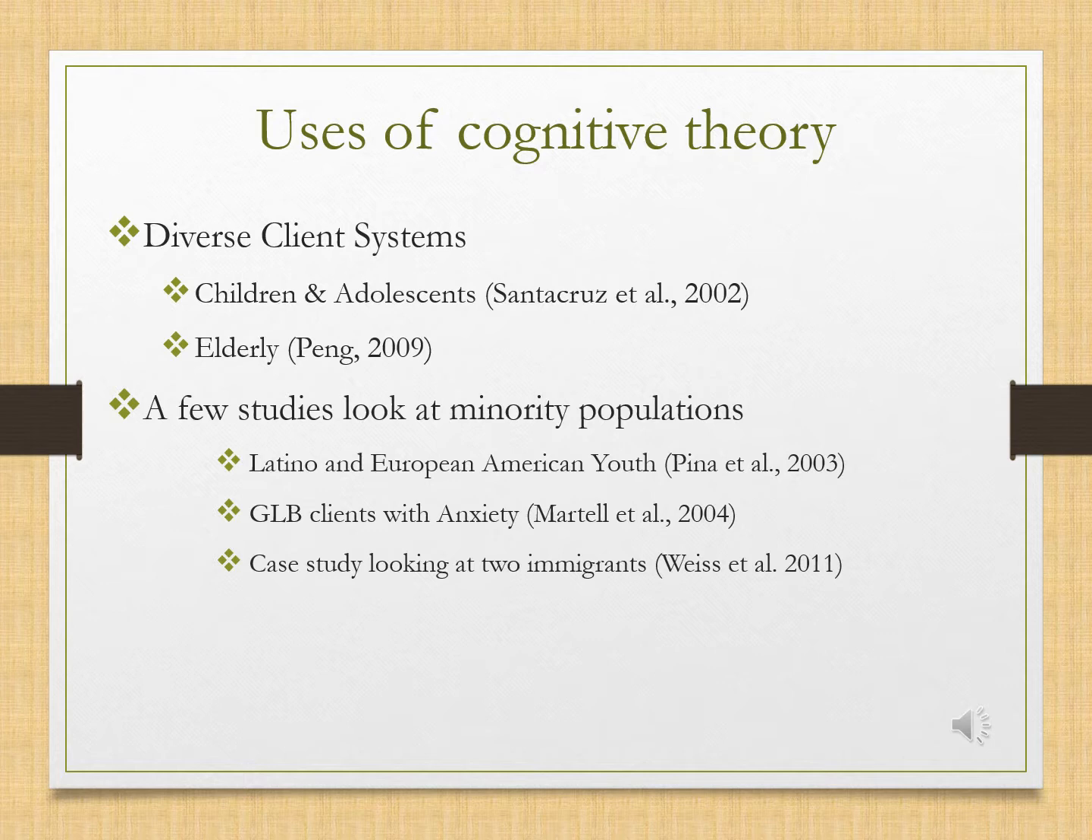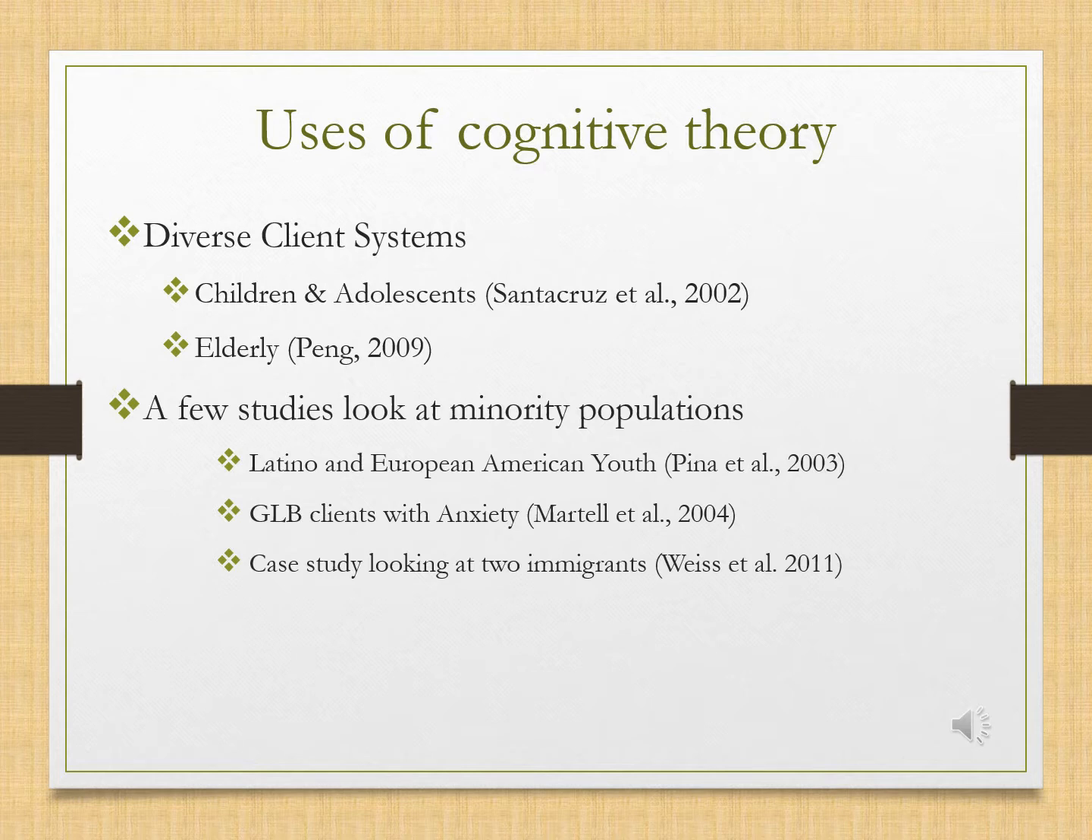As far as diverse client systems, children and adolescents showed the most promise. They showed significantly better outcomes when compared to no treatment or other treatment and medication for anxiety, and more mixed results for other disorders. For the elderly, CBT specifically showed promise when compared with reminiscence, which is perhaps the most well-known and common intervention with elderly populations. As far as minority populations, the researchers were pretty much unanimous that there was limited research and there needed to be more research.